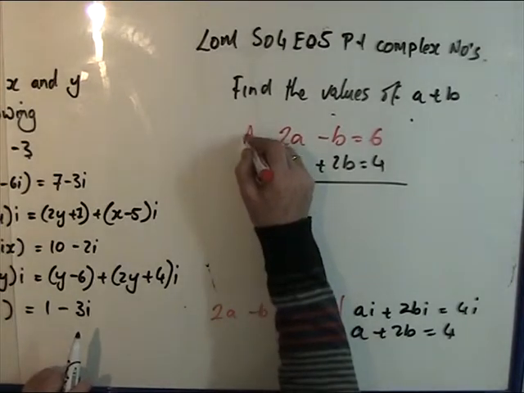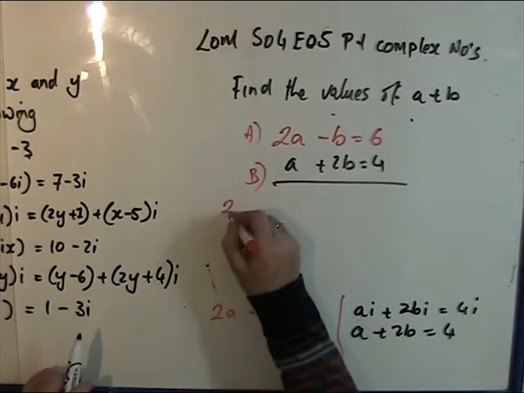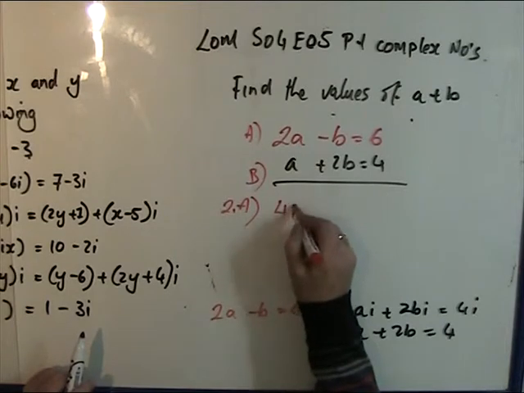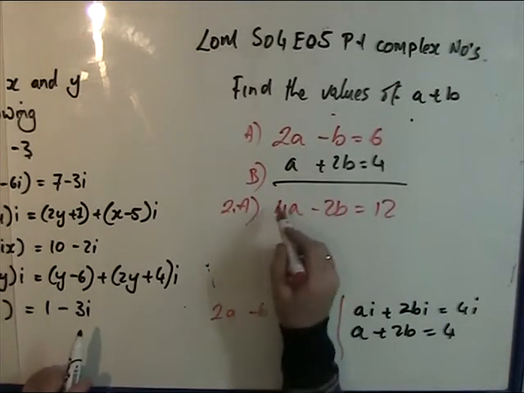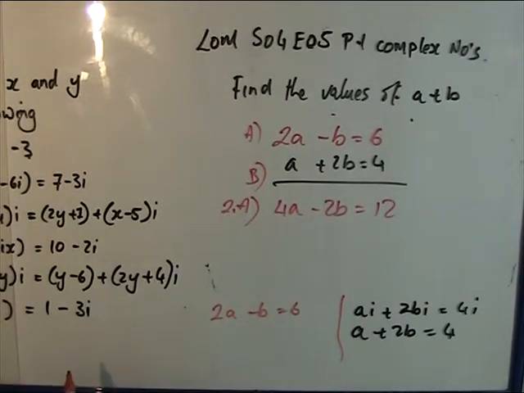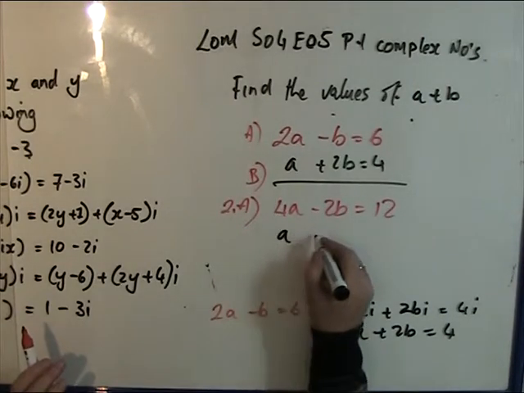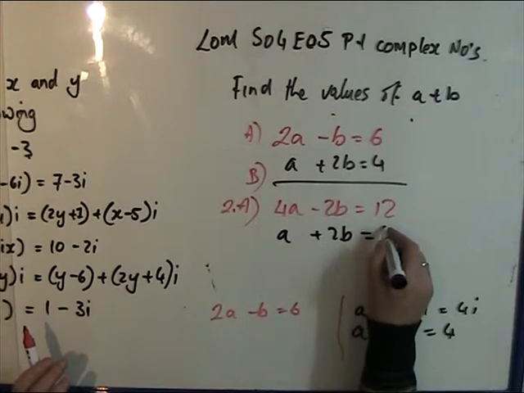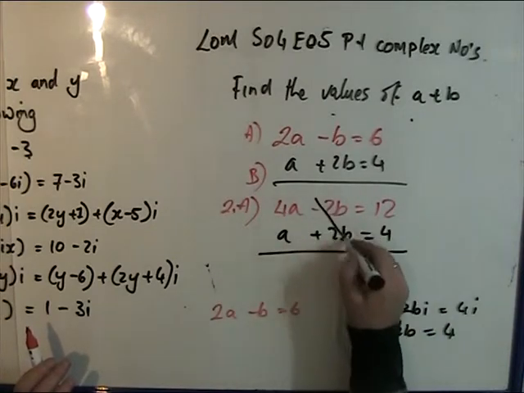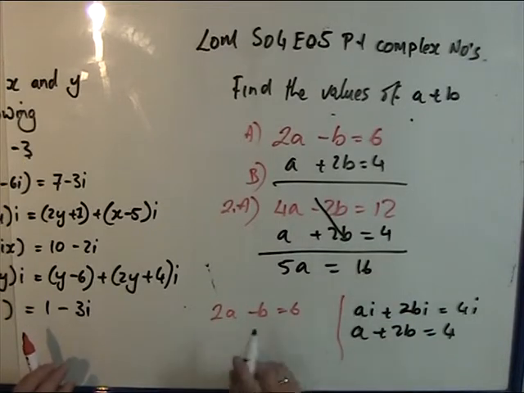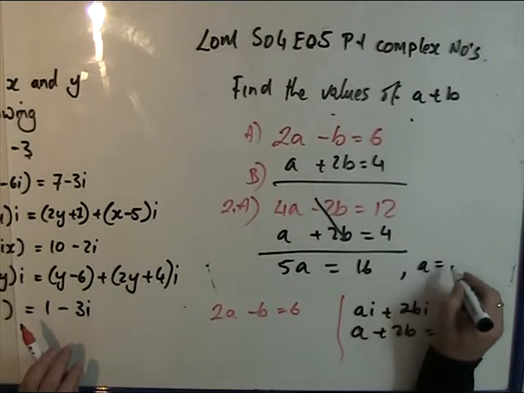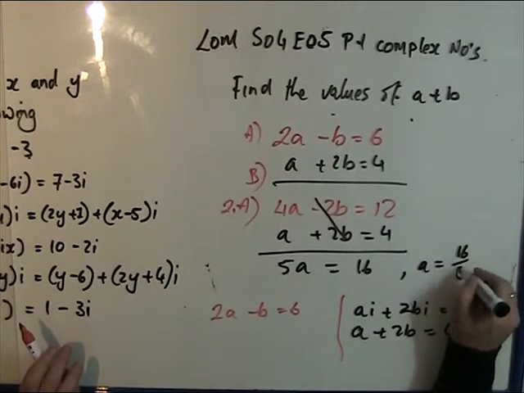So I'm going to call these equations a and b so you know. So 2 times 2a is 4a, minus 2b is equal to 12. Everything multiplied by 2, and this remains the same. Equation b remains the same: a plus 2b is equal to 4. I add them, they cancel. 5a is equal to 16. And therefore a is equal to 16 over 5.